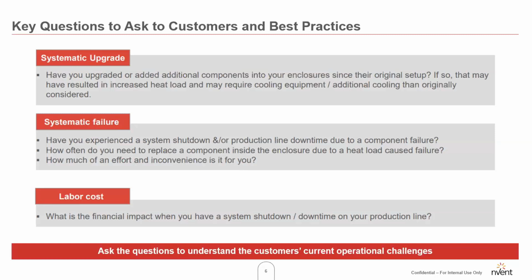There's been countless times I've been out to a facility and the door is open, the big giant fan sitting out there because the enclosure is overheating because of an added drive or something like that. And then something to consider as well is the labor costs. Shutdowns can cost millions of dollars in lost production, and it's something that can be potentially avoided just by installing an air conditioner or monitoring the heat load and what's going on inside your enclosure.